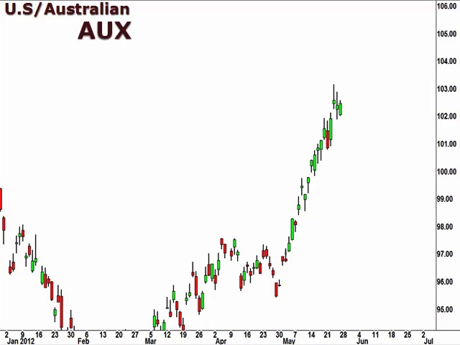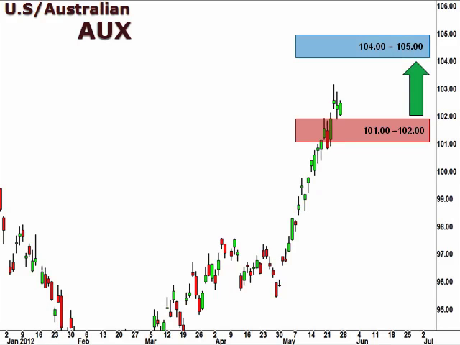Let's take a look at the AUX, the US dollar versus the Australian dollar. The AUX has been trending strongly to the upside, but has formed a small support down at the 101-102 focal zone. A break below 101 suggests a deeper pullback. However, should this level hold, we are looking at 104-105 as the next logical target to the upside.